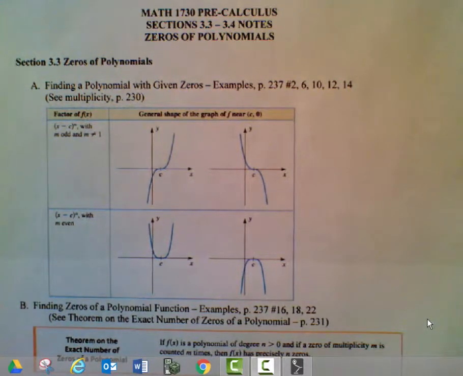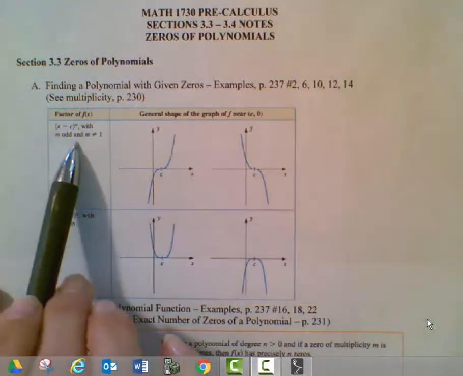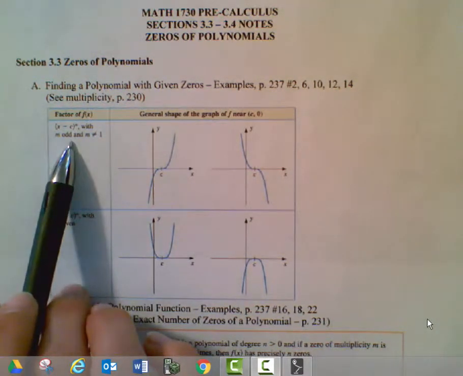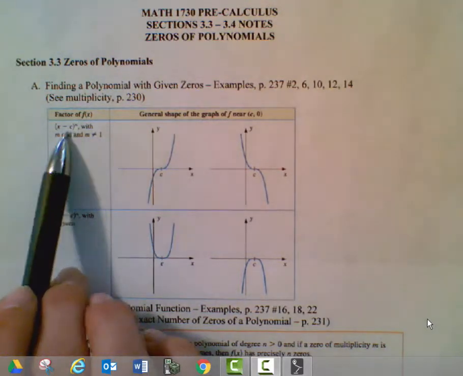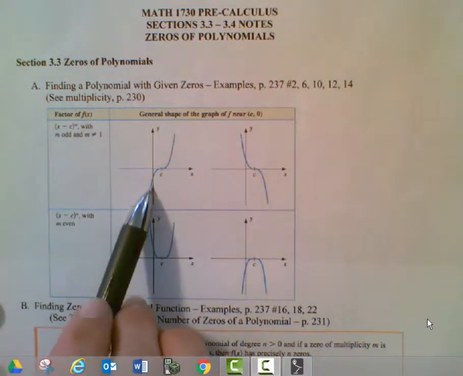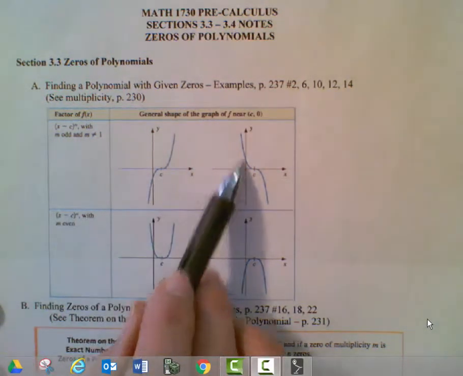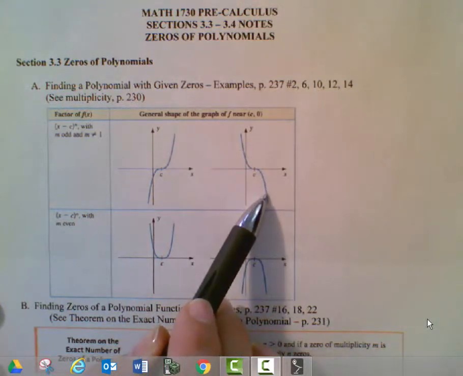The first thing that we need to do in this section is talk about how to find a polynomial with given zeros. Now, one thing that you may want to remember that was in the 3.1 notes was the note about multiplicity of a zero. If a zero had odd multiplicity, we said the graph crossed the x-axis at that zero. So it was either coming up from below and crossed, or it was coming down from above and crossed.